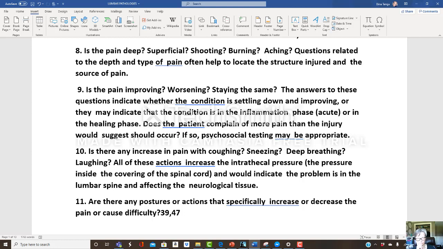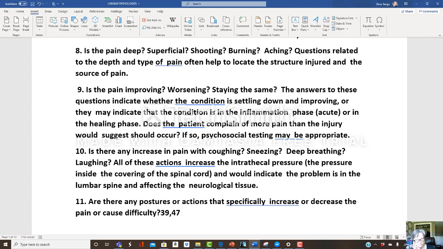9. Is the pain improving, worsening, staying the same? The answers to these questions indicate whether the condition is settling down and improving, or they may indicate that the condition is in the inflammation phase, acute, or in the healing phase. Does the patient complain of more pain than the injury would suggest should occur? If so, psychosocial testing may be appropriate.